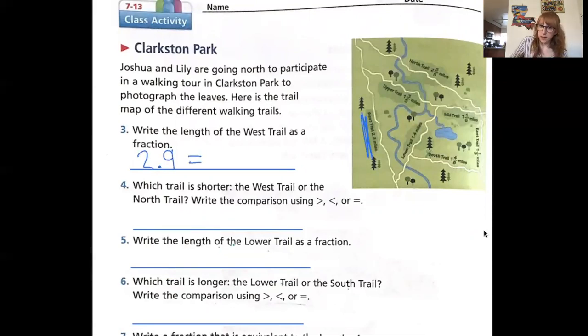If I write that as a fraction, I'm going to start with my whole number, 2, okay? And then I have 9/10. This decimal point tells us 9/10. So it's 2 and 9/10, and our units are miles.